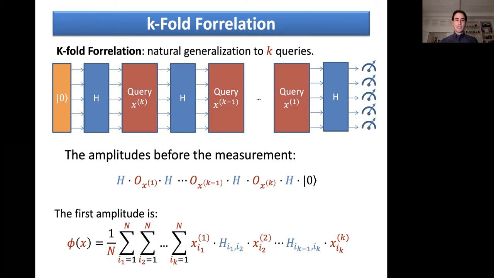When we write in matrix notation the amplitudes, this would be equal to the following product. We take the zero state, multiply by H, then by the oracle to xk, then by H, then by the oracle to xk minus 1, and so on and so forth, until we multiply by the oracle of x1 and then H again. The first amplitude would be equal to phi of x, which is this twisted sum. We're summing over i1, i2 up to ik, and we have this product of elements that depends on the input x and on entries of the matrix H.